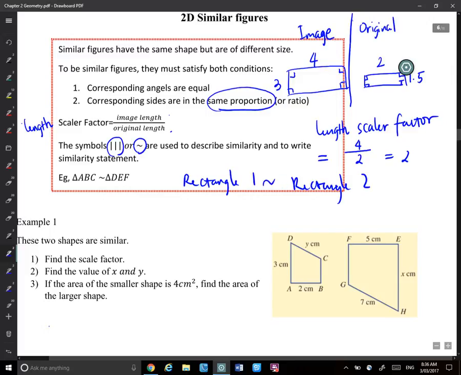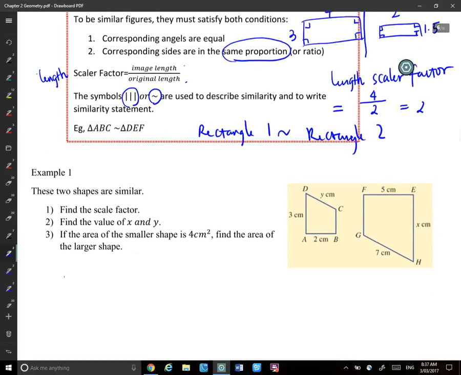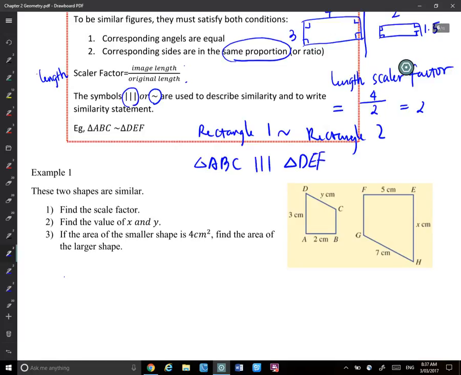Rectangle 1 is similar to rectangle 2. Okay, so all we can say, ABC is similar to DEF. Okay, so we can use 2 symbols. Doesn't really matter which one you use.